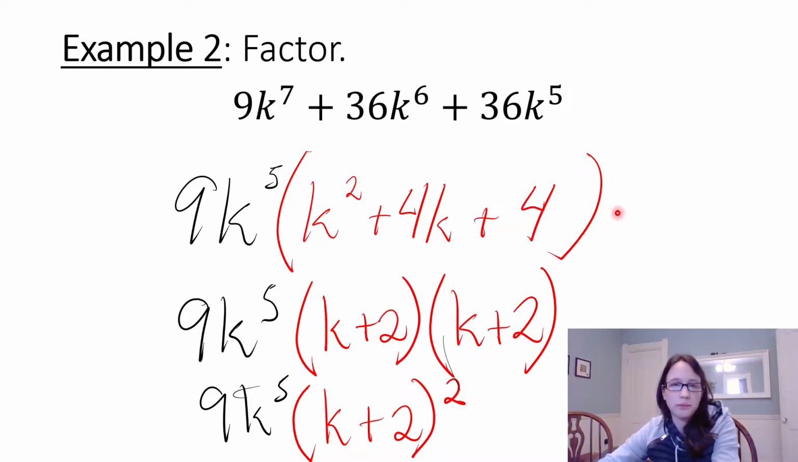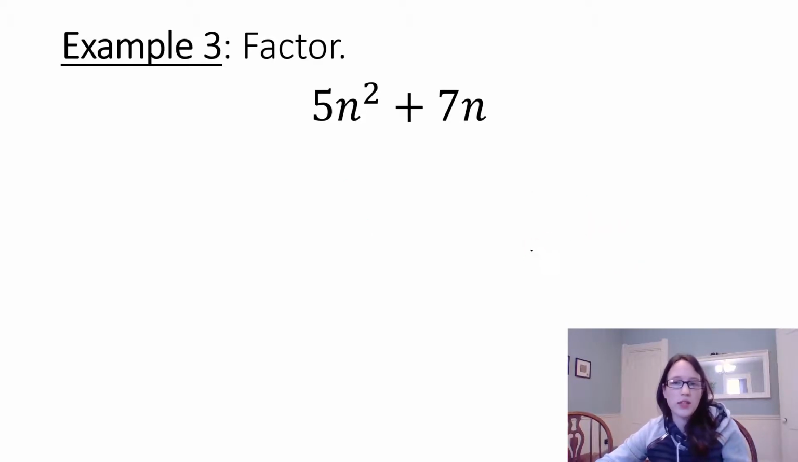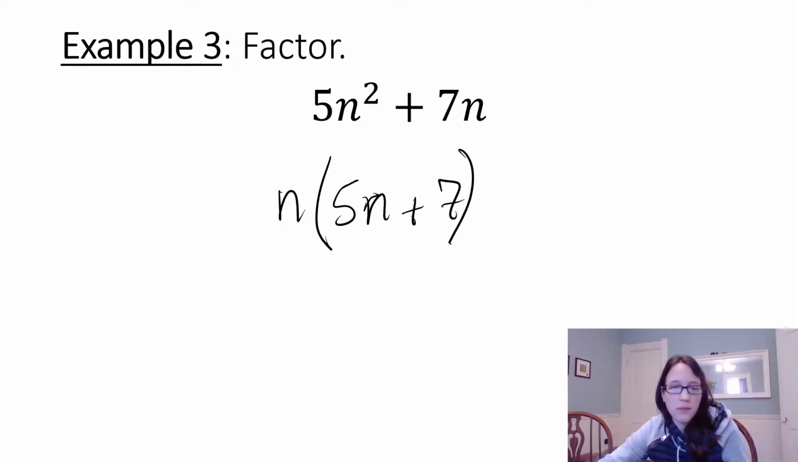Okay, let's try another one. Okay, we got to factor this. So first, look for your greatest common factor. Well, with the constants, I have a 5 and a 7. Those are both prime, so there's no constant. But they definitely both have an n in them, so I can factor out an n. And after I do that, this is going to be 5n, and this is plus 7.